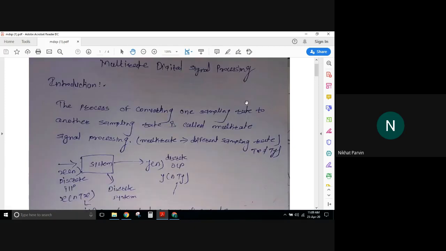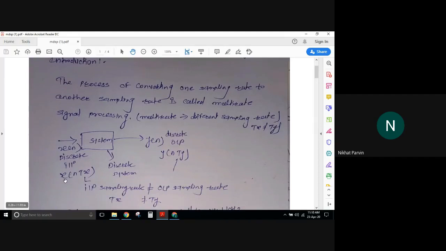Let us say here is one input, discrete in time, x of n, which we give to a discrete system, and the output obtained is also discrete in time. I can rewrite this as x of n into Tx. Here I am talking about the sampling rate of the input, and y of n is the output sampling rate.